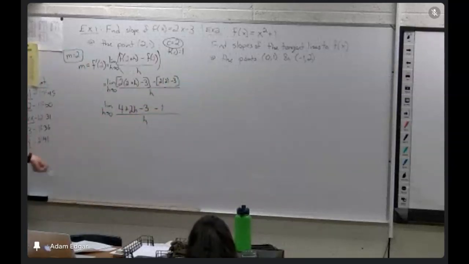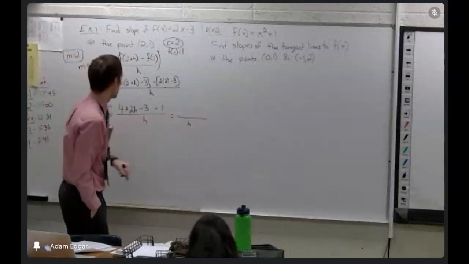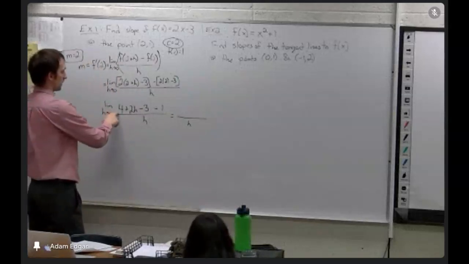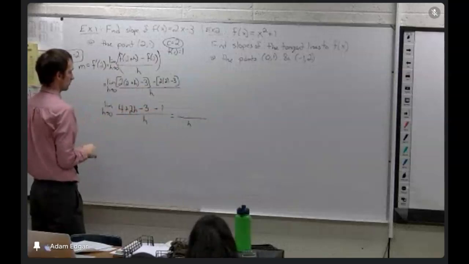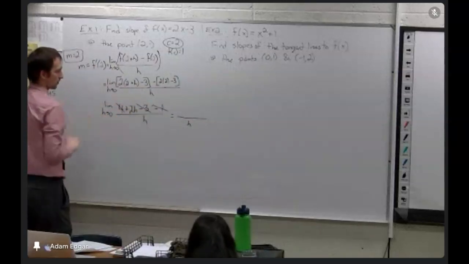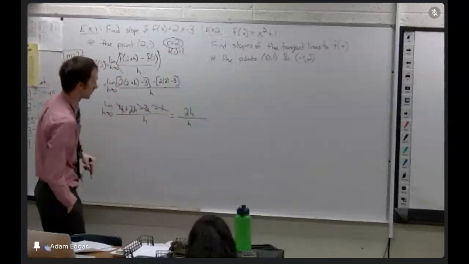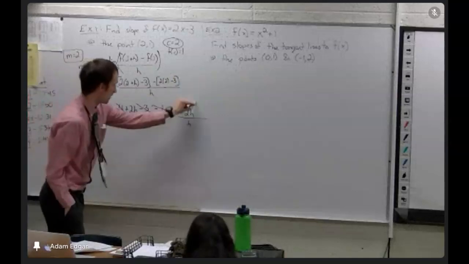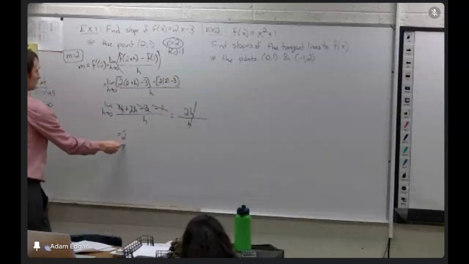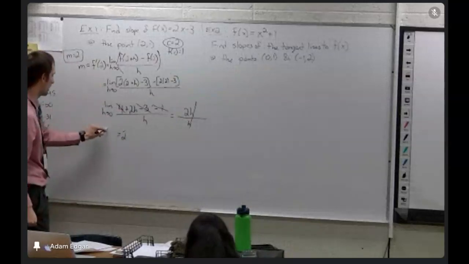And then what happens? So stay in the numerator. What do we do now? Add these all up, and what happens? They all cancel, because 4 minus 3 is 1, minus 1 is 0, and you're left with 2h. And then the h's cancel out, and we're left with 2. What's that 2? That's the slope. So that's the slope of the tangent line to the function at 2.